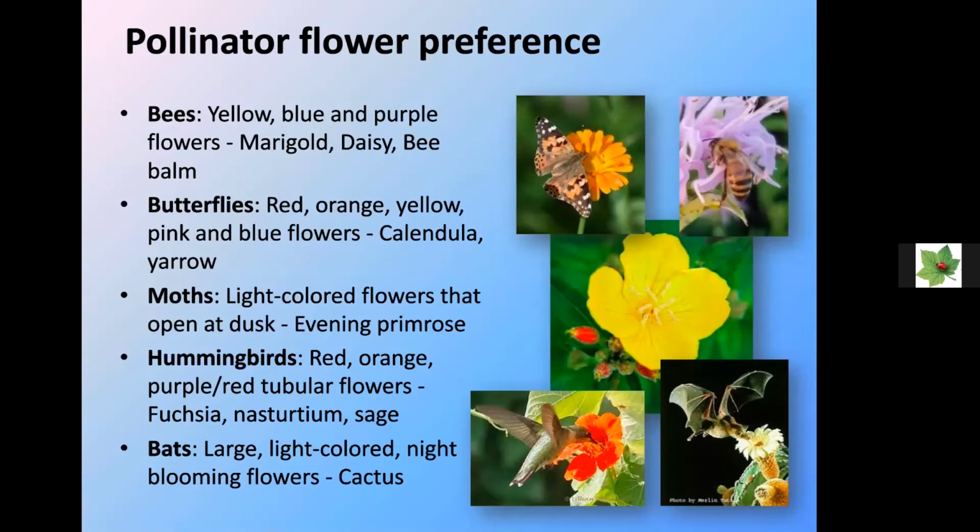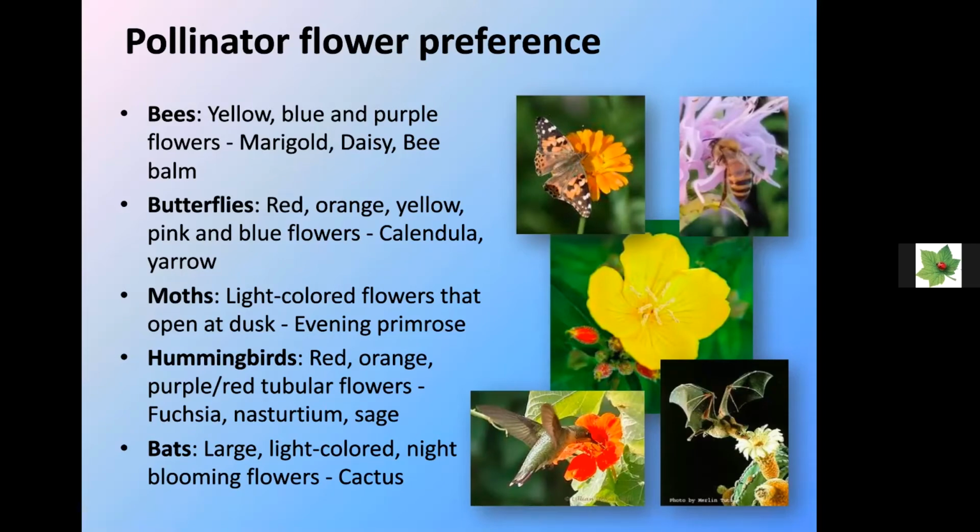With butterflies, they like a lot of the hotter, warmer colors. And then looking at moths, they're generally attracted to the light colored flowers and ones that are opening up closer to dusk. So the evening primrose, which is that flower in the middle there, is one of their favorites. Hummingbirds like the hotter, warmer colors. And then, as I mentioned, those tubular flowers. So even something like a nasturtium is something that you will see them after.